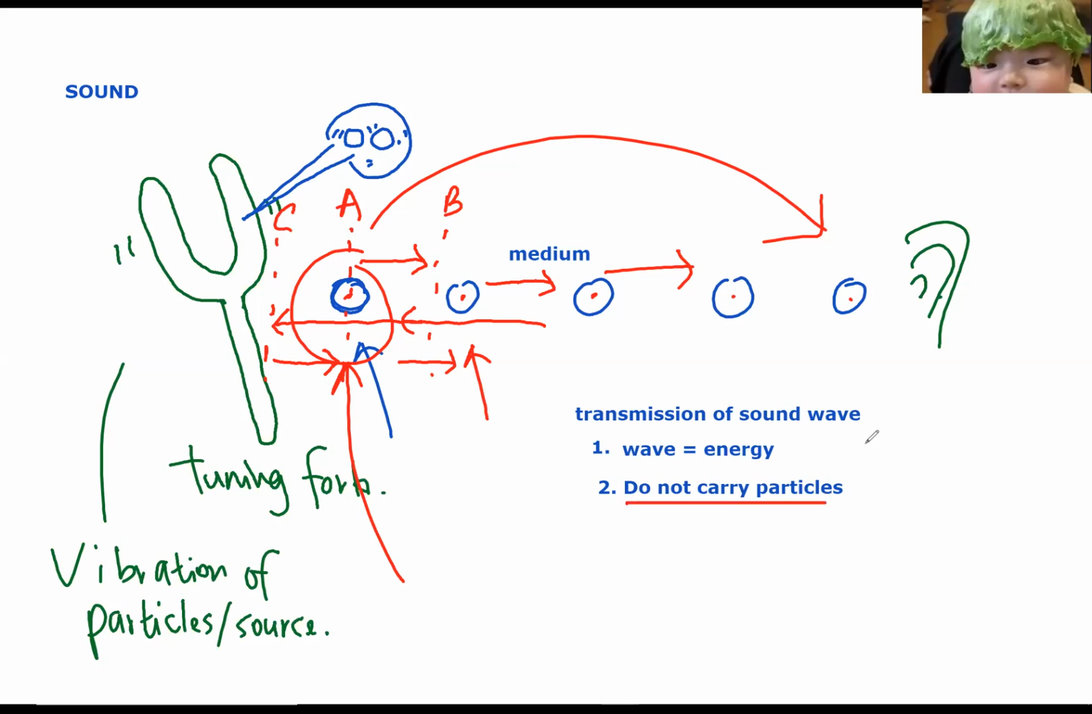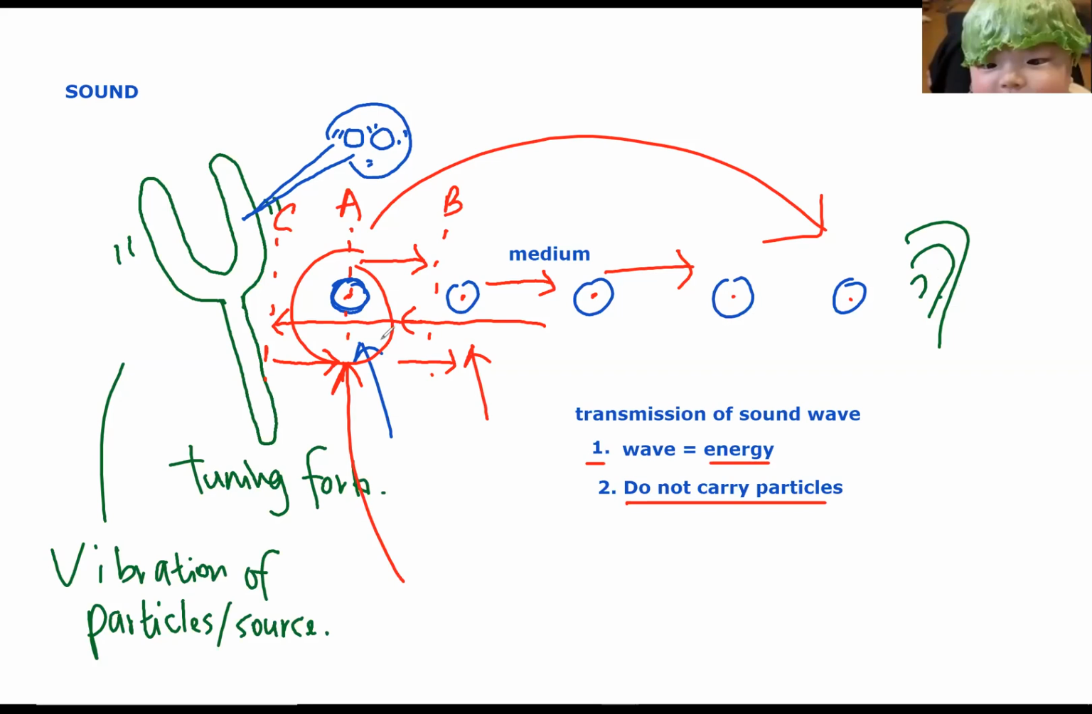The particles do not move along with the wave, only the wave itself. Now remember these 2 points about the transmission of sound wave: first, wave is the energy, and second, it does not carry particles. So how does a particle vibrate again? Back and forth, left and right. This transmission will eventually reach our ear, and our eardrum will pick up the vibration, and then we hear the sound.